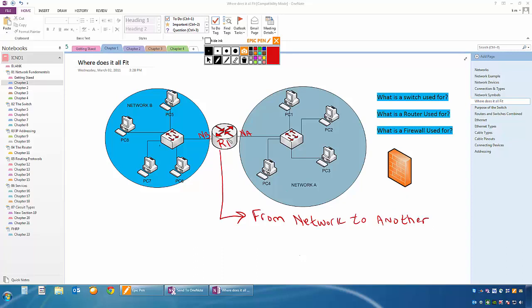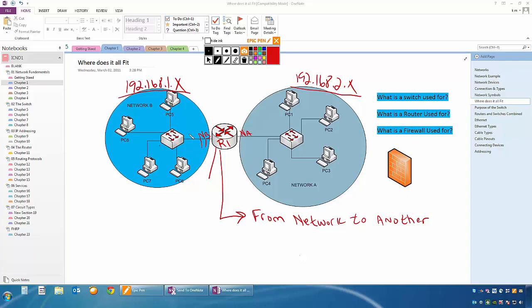Now remember, a router can only have one interface in a particular network. So if network B is on this particular interface, I cannot have another interface that belongs to network B. And again, these networks are defined by an IP address. So if I have an IP address of 192.168.1.x, and over here 192.168.2.x, because of the way I assign these IP addresses, they're on two different networks.